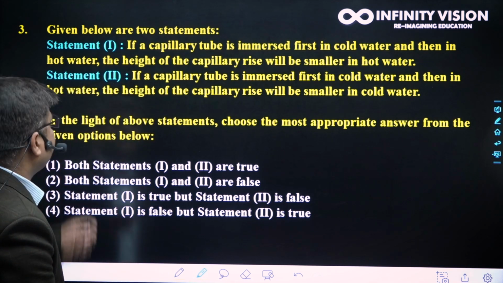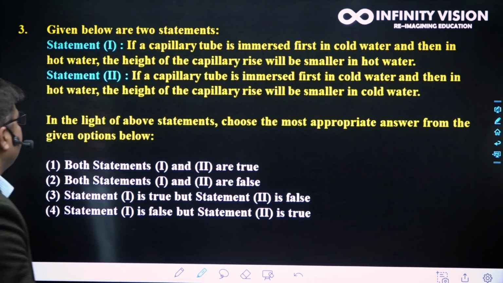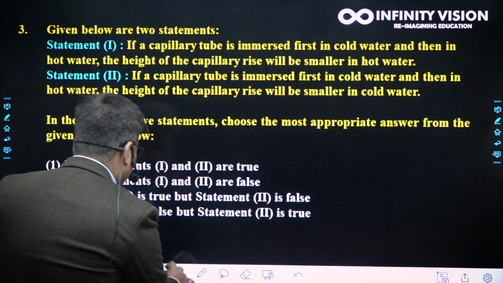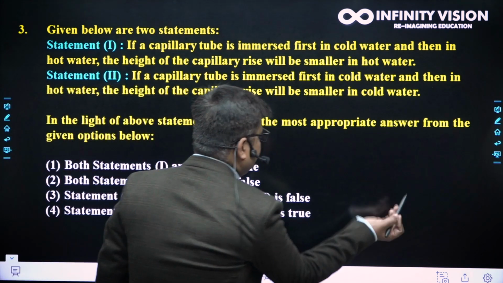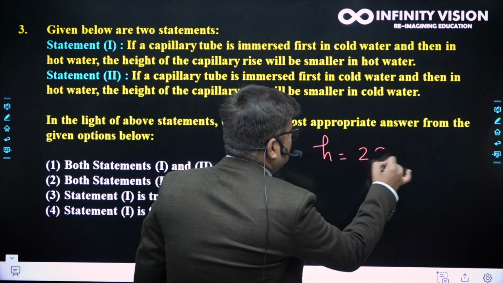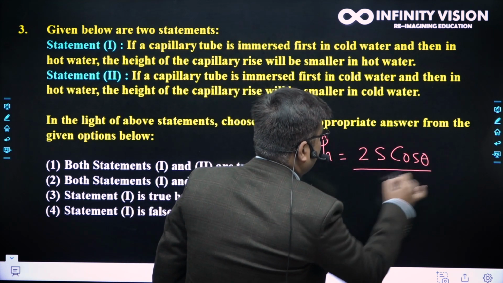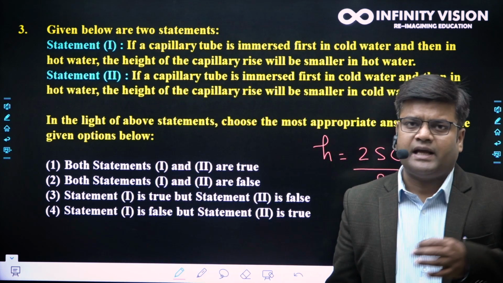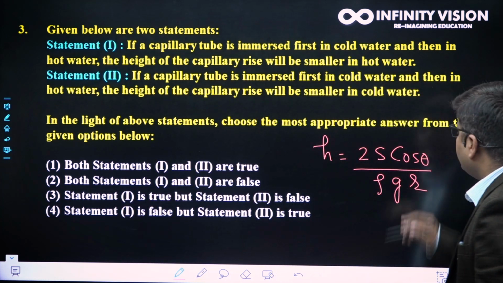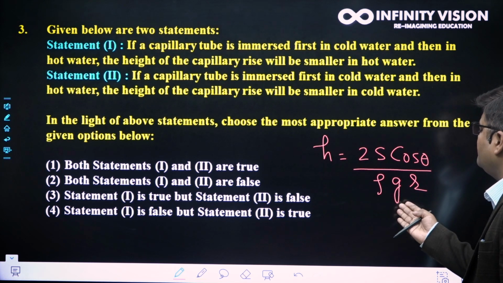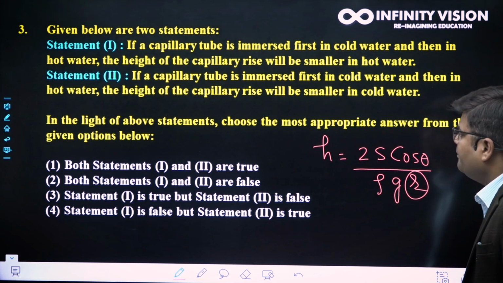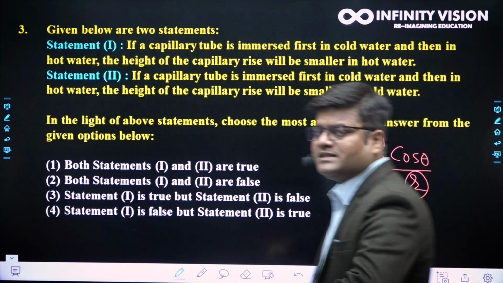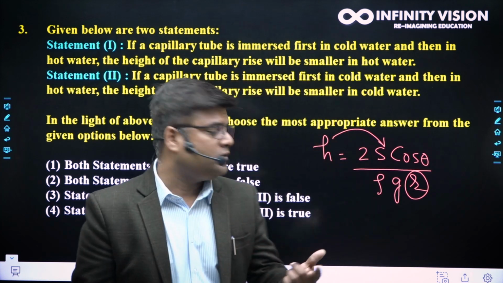So statement 1 is, if a capillary tube is immersed first in cold water and then in hot water, the height of the capillary rise will be smaller in hot water. Now we know that the expression for capillary rise is h = 2S cos θ / ρgr. Here S is the surface tension of the liquid in which the capillary tube has been immersed, θ is the contact angle, ρ is the density of the liquid, g is the acceleration due to gravity, and r is the radius of the tube. Keeping all things constant, we can see that h is directly proportional to S. Capillary rise of a capillary tube is directly proportional to surface tension.